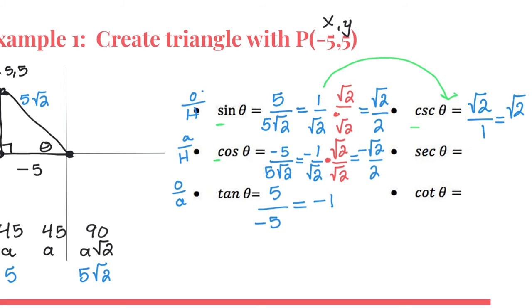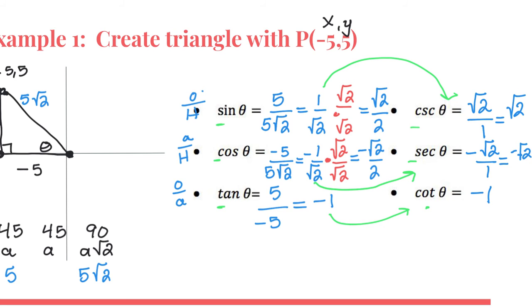For secant, again, secant is the reciprocal of cosine. So we're going to take our cosine fraction and we're going to flip it to find the reciprocal. Remember, we're not allowed to leave a negative in the denominator, so we always move that out front. Again, we do not have to put that over 1, and we can just write it as negative root 2. The reciprocal of tangent is cotangent. So you're going to flip negative 1, and you still get negative 1.